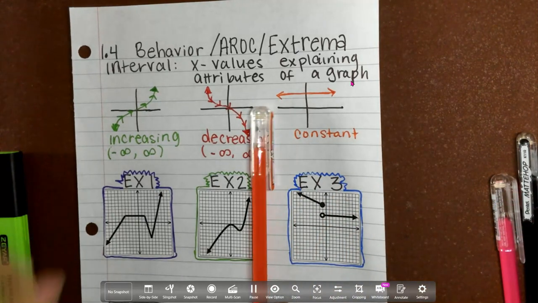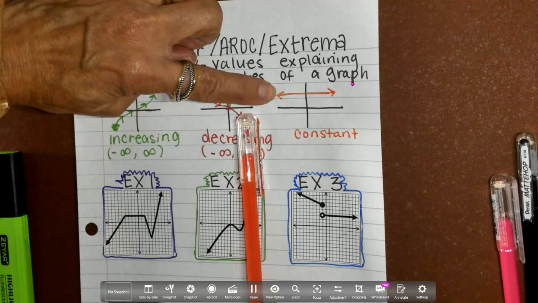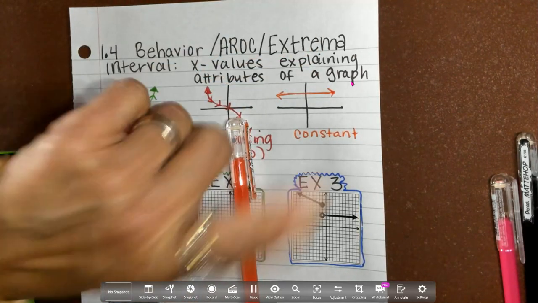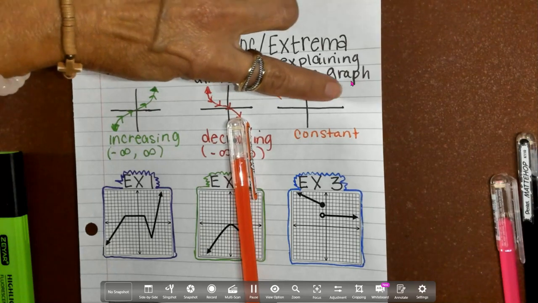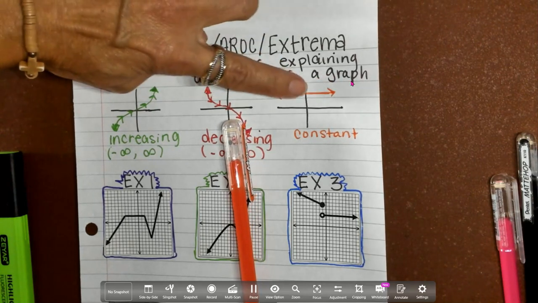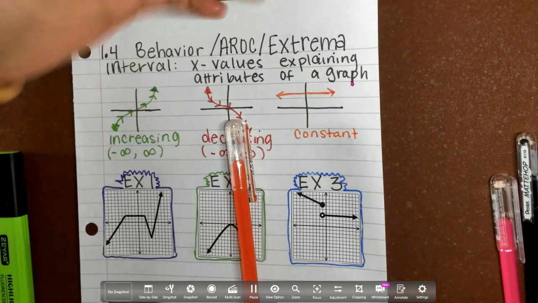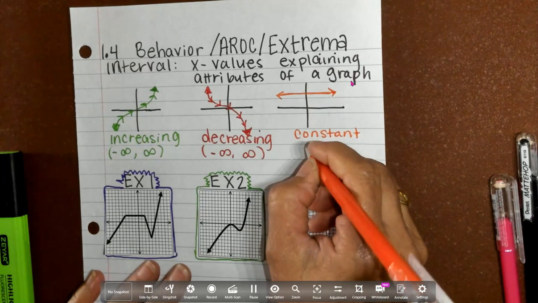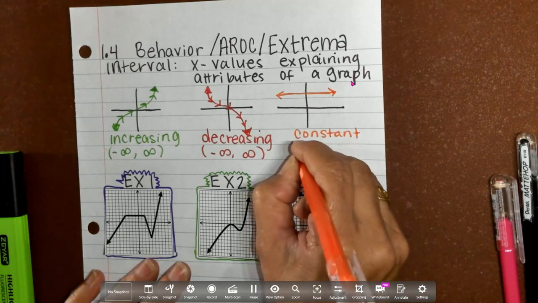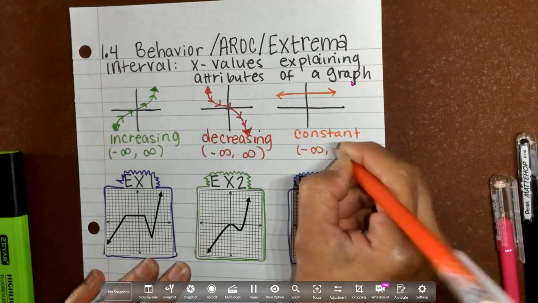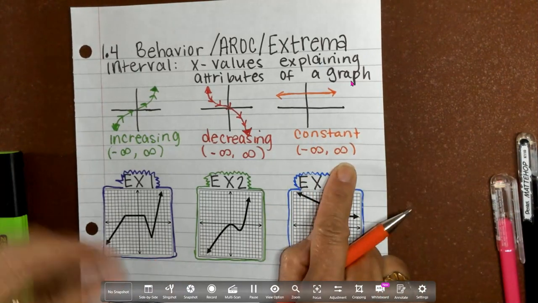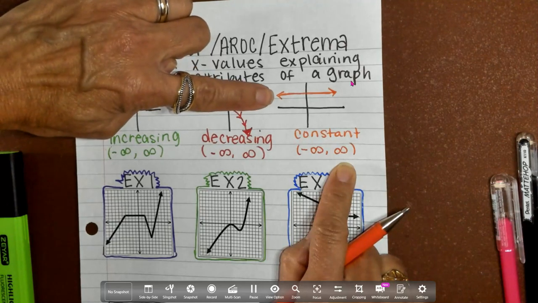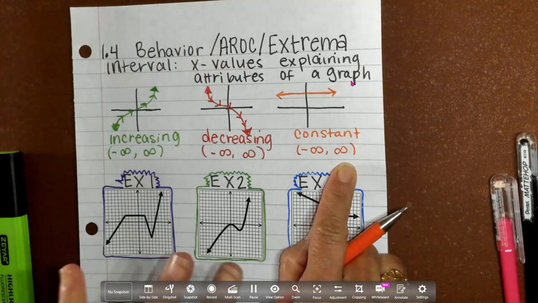So as I start on the left, this is negative infinity for x. And all of these x coordinates are increasing, but if you notice, the y value is constant. Whatever that y value is, it's above the origin, so I know it's a positive number. But the way we're going to say this, it is constant from negative infinity to positive infinity, because an interval is x values only. This is continuously constant forever.